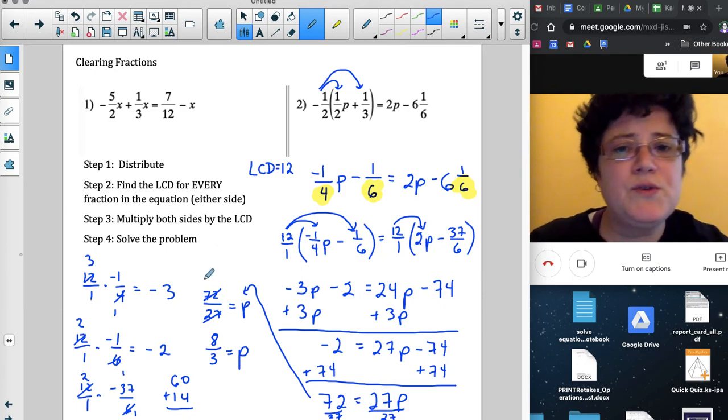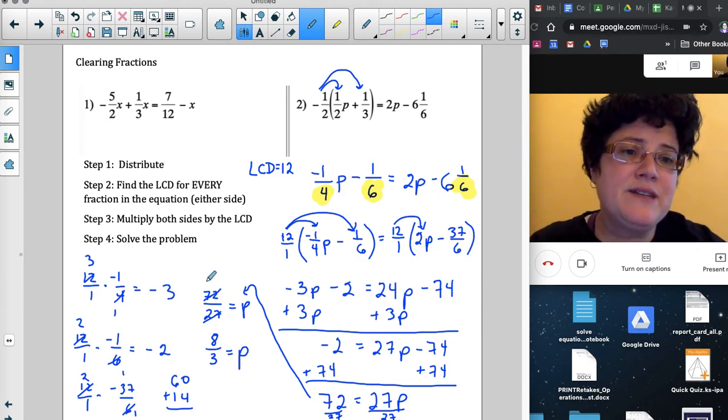Okay, so that is the method of clearing fractions. I hope you enjoy.